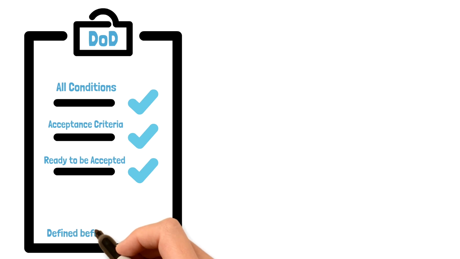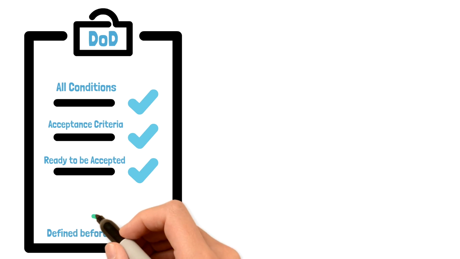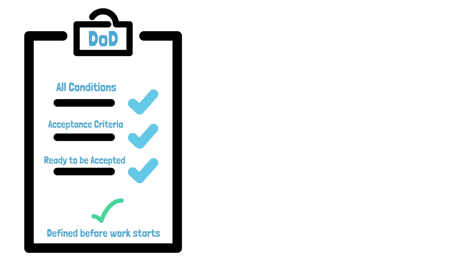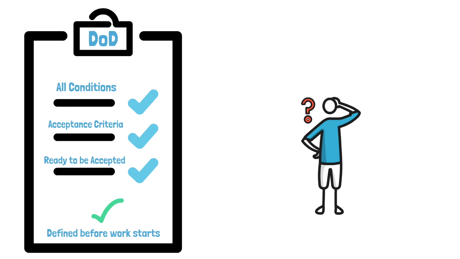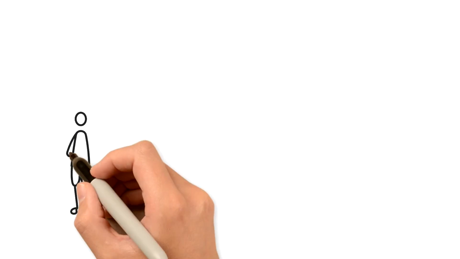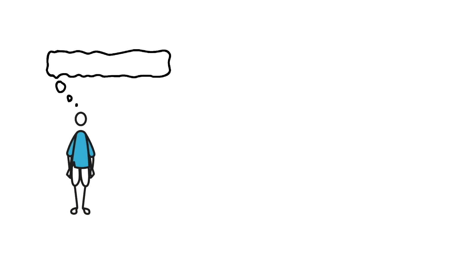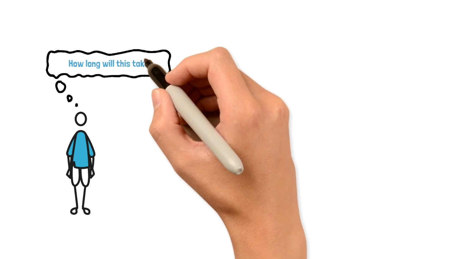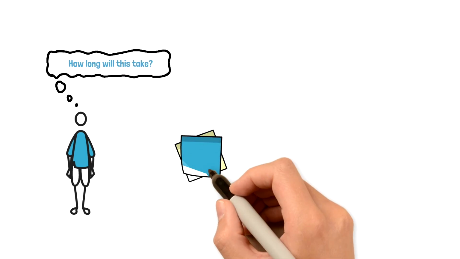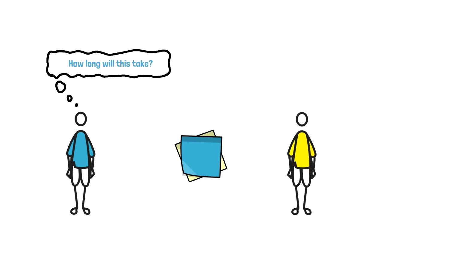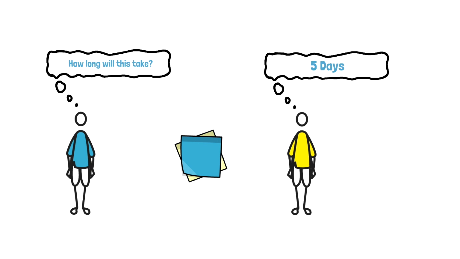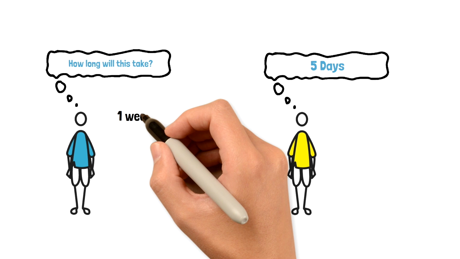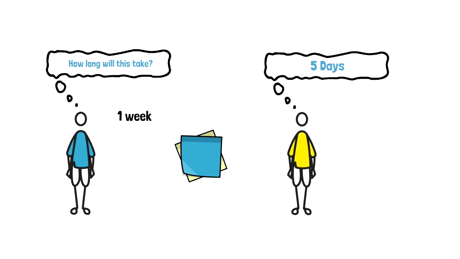The definition is defined before the work starts so that everyone has the same understanding of what would be included as part of the completed work. Without a shared definition of done, there is a high potential for misunderstanding. For example, let's say the product owner or customer is asking a developer how long it will take for a specific functionality to be complete. The developer's answer might be 5 days. The customer or product owner expects the functionality to be completed and available to be used in 1 week.